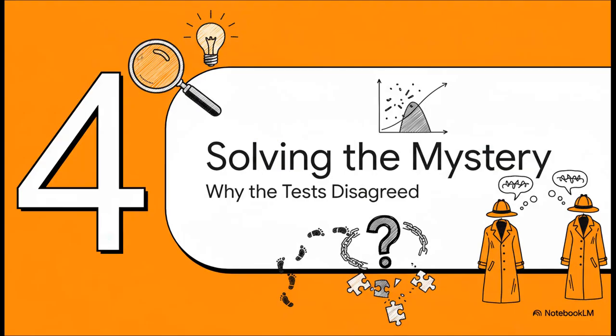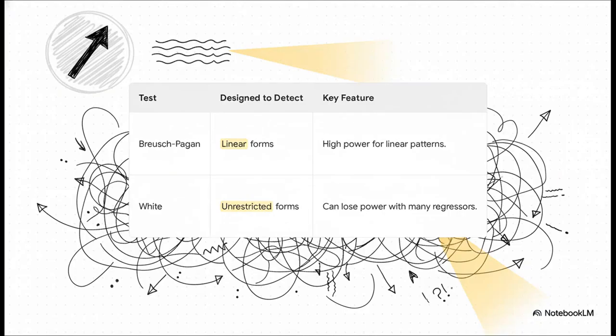And there we have it. We now have all the clues in front of us. We know what the ideal world looks like, we know the nature of the problem, and we know the different methods of our two detectives. We can finally solve the mystery of why they gave such conflicting reports. This table right here is the absolute key to the whole thing. The Breusch-Pagan test is a specialist. It's laser-focused on finding linear patterns. And because it's so focused, it has a ton of statistical power for that one job.